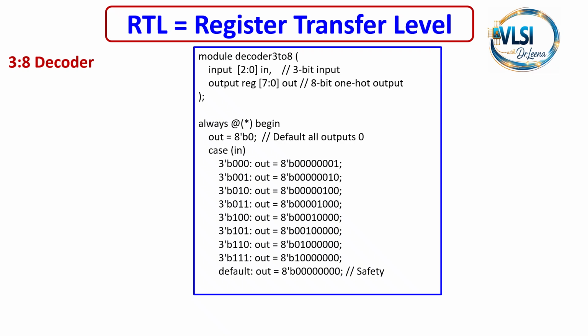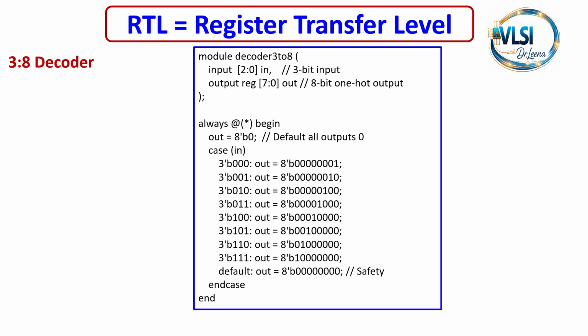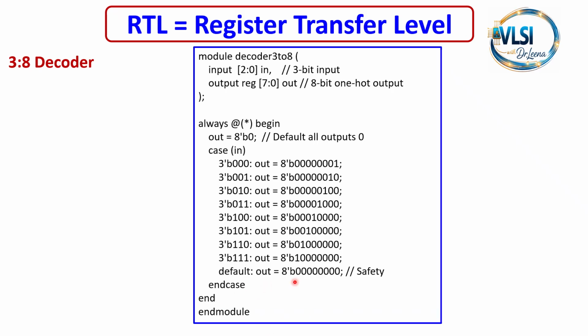And then finally we give default. That is, if the input is invalid or undefined, all the outputs remain 0. This provides safety for synthesis and simulation. After doing this, we end the case and then end the always block. Finally, we end the module. So this is the RTL code of 3:8 decoder. Now let's see how to write the test bench of this decoder.